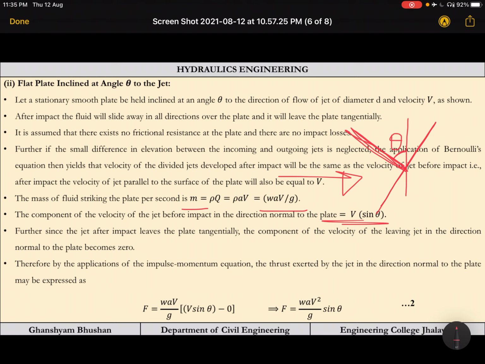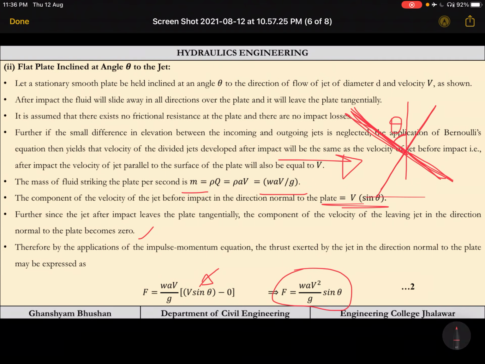Further, since the jet after impact leaves the plate tangentially, the component of the velocity of the leaving jet in the direction normal to the plate becomes zero. So in this direction the final momentum is zero. We will apply the impulse momentum equation in the direction normal to the plate, and take advantage of that. So force will be equal to WAV by g into V sin theta minus 0, so it becomes WAV square by g into sin theta.